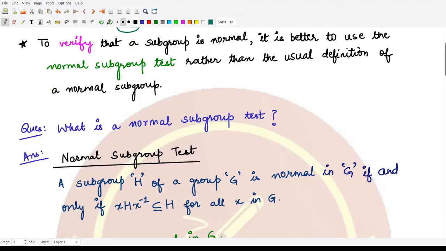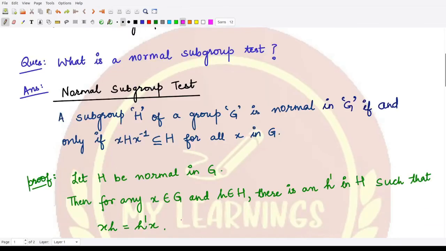The test tells you that if H is any subgroup of the given group G, then this subgroup is normal in G if and only if for all the elements x in the given group G, we have x H x inverse contained in the subgroup H. This is the condition and this is the test. So let's first of all prove this, and then we'll be looking at its application. How can we apply it?